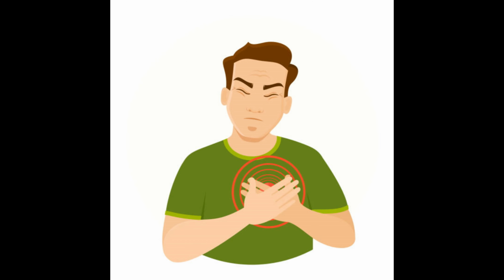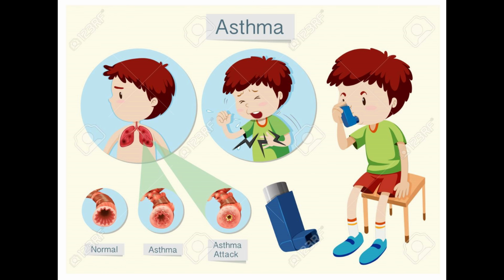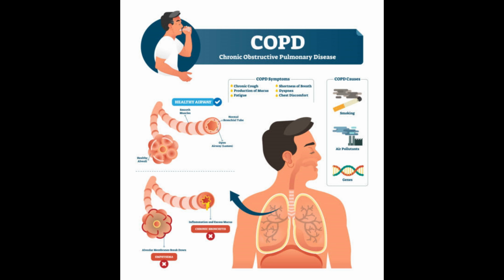In this chapter, we're going to be talking about common lung illnesses. Asthma. Asthma is a chronic condition characterized by inflammation and narrowing of the airways, leading to difficulty breathing. Chronic obstructive pulmonary disease, or COPD for short.